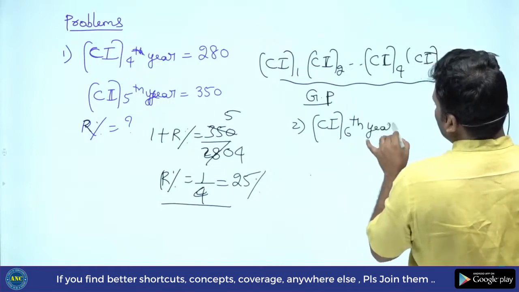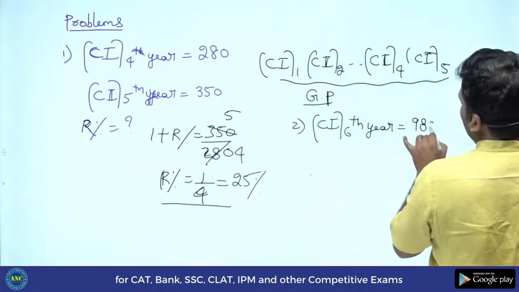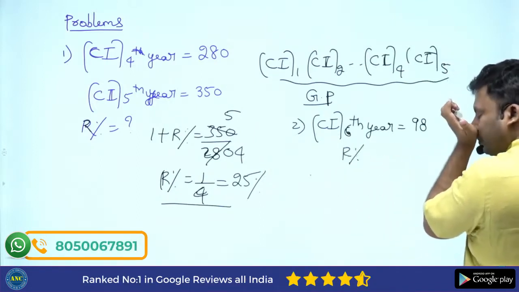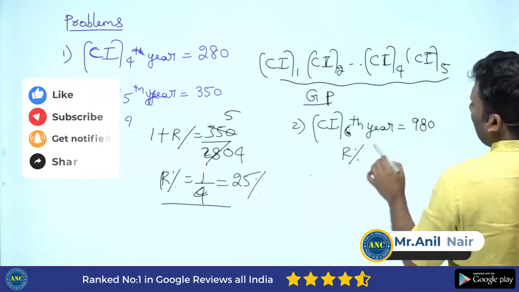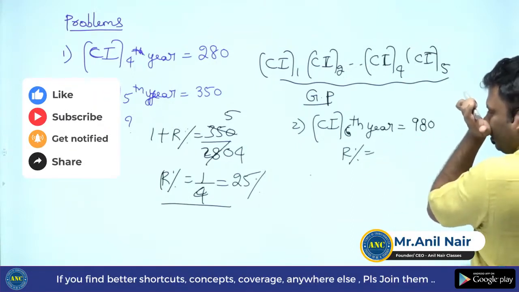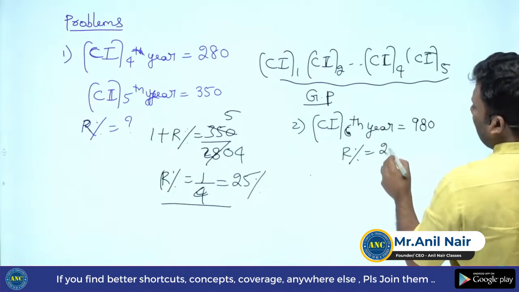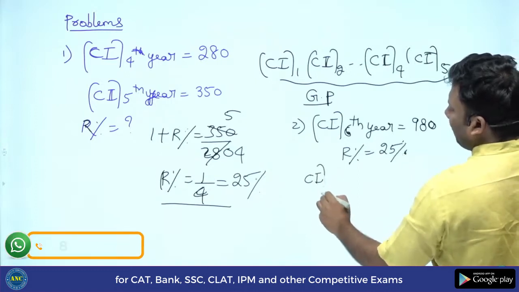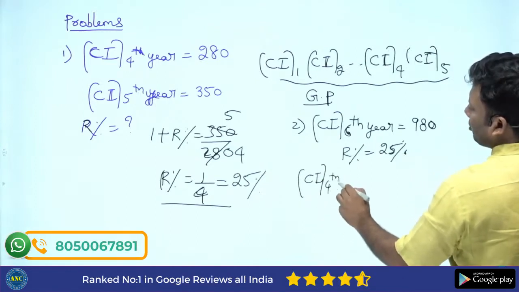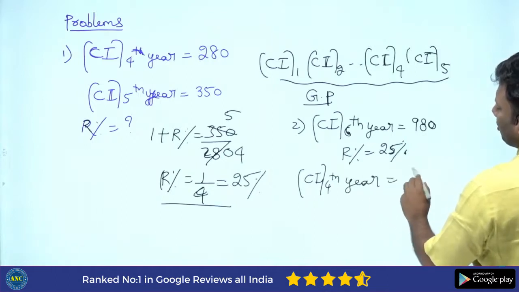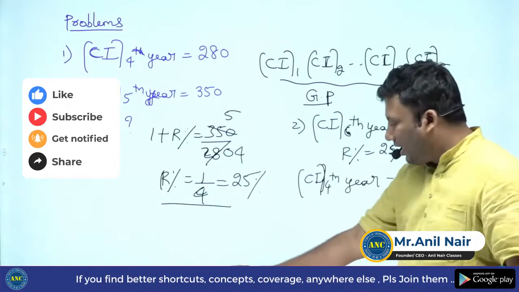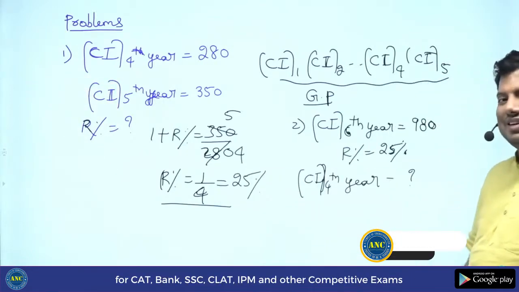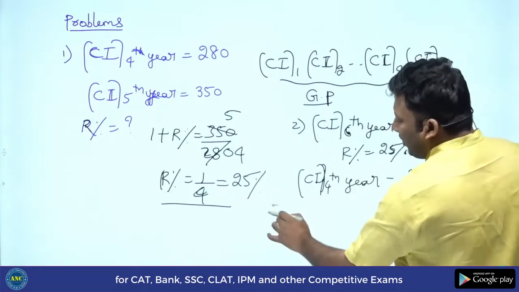CI for 6th year is 980. R percentage is, for example, I will take 25 percentage. I want CI for 4th year. Another good question, sir. CI for 6th year is 980, and R percentage is 25 percentage. CI for 4th year. What is that we have discussed?